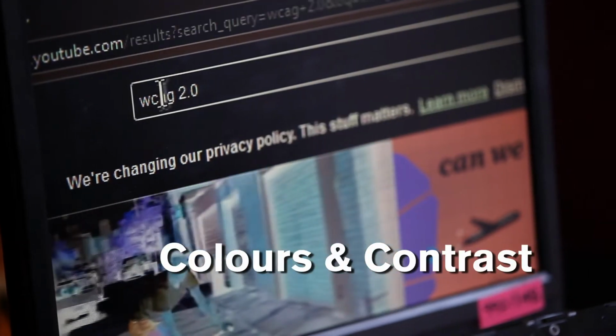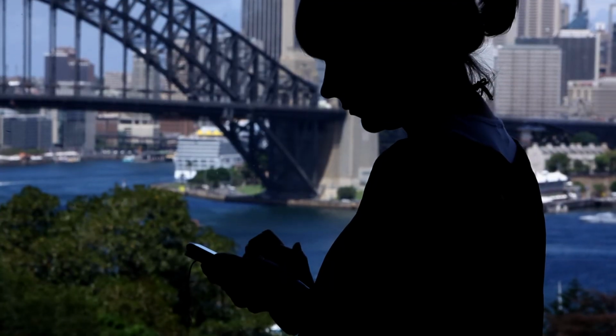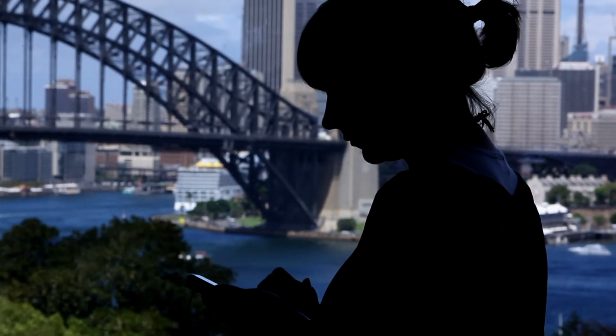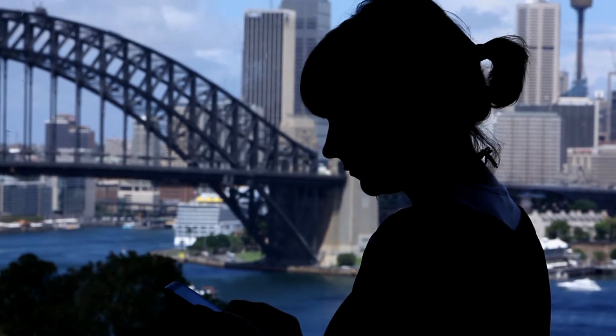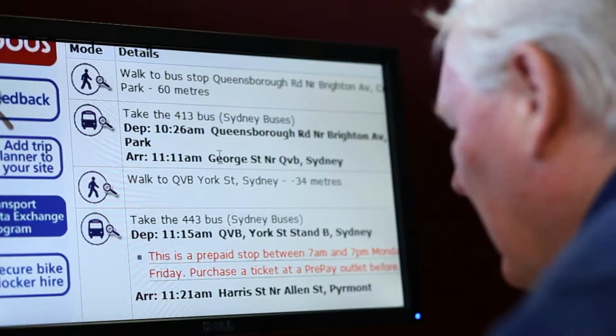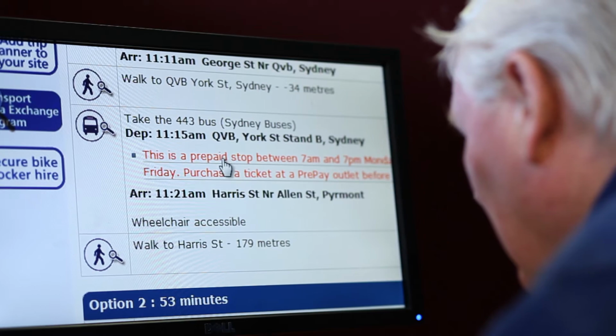Text: colours and contrast. Colours and contrast are a really important part. Many people have colour blindness, and it's still a popular trait on web pages to use colour to flag if something's happened. What the W3C recommends is that people find other ways to demonstrate that a change has occurred. So you could put like a box around something, you could put some sort of symbol next to something to show that action's taken place instead of colour.